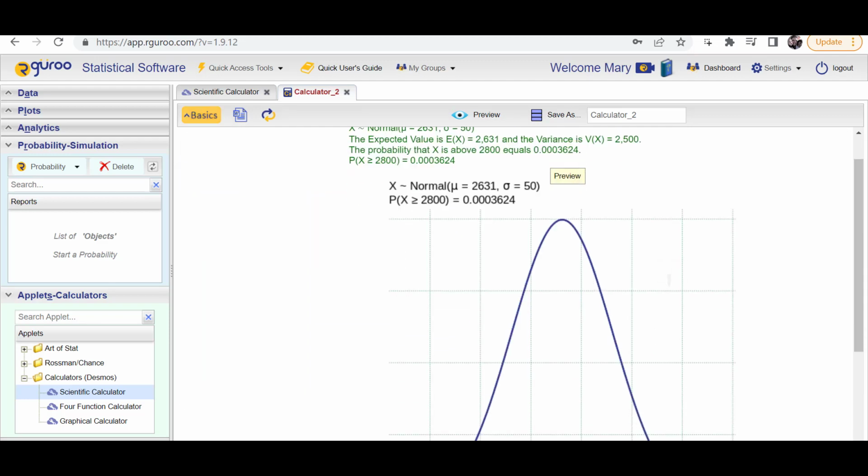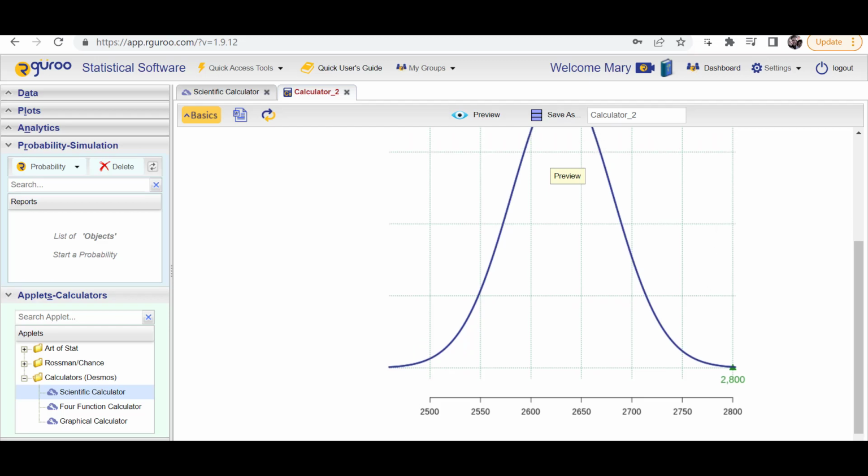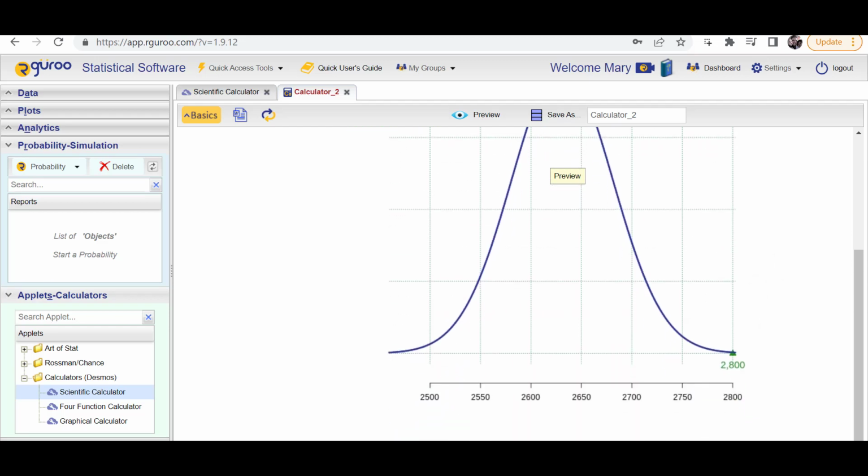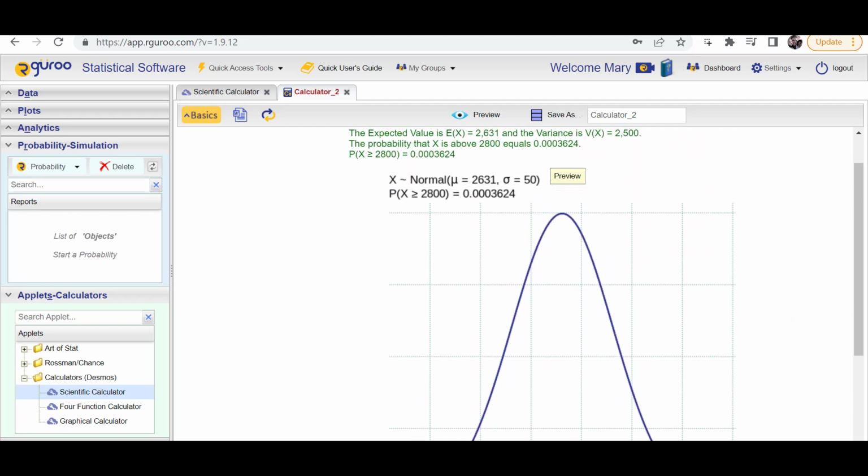Everything we've done so far has been unusual. You can't even see the shading, it's so small. The probability is 0.00036, which would round to 0.0004, which is less than 0.05. It is unusual.